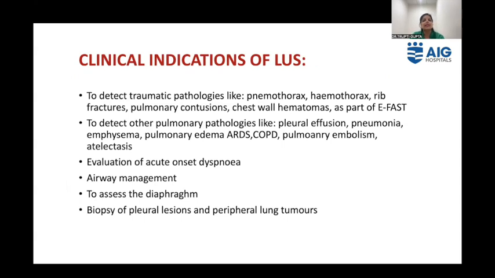So what are the clinical indicators of lung ultrasound? To detect the traumatic pathologies like pneumothorax, hemothorax, rib fractures, pulmonary contusion, chest wall hematomas, and as part of EFAST. To detect other pulmonary pathologies like pleural effusion, pneumonia, emphysema, pulmonary edema, ARDS, COPD, and pulmonary embolism, as well as atelectasis.